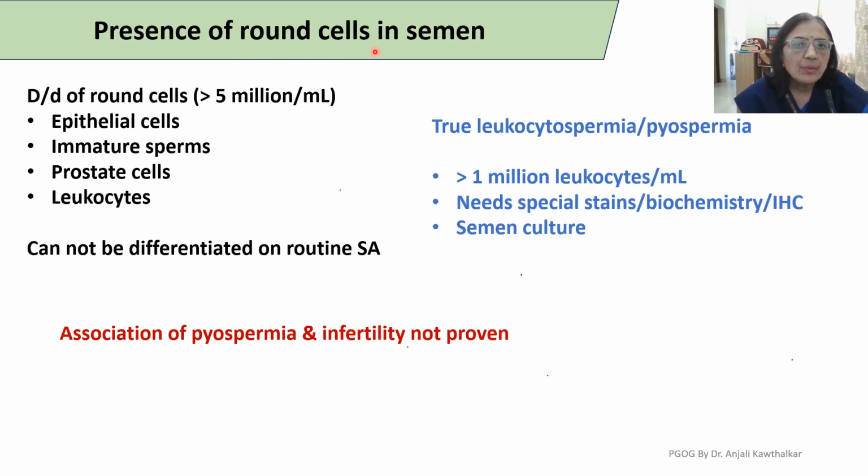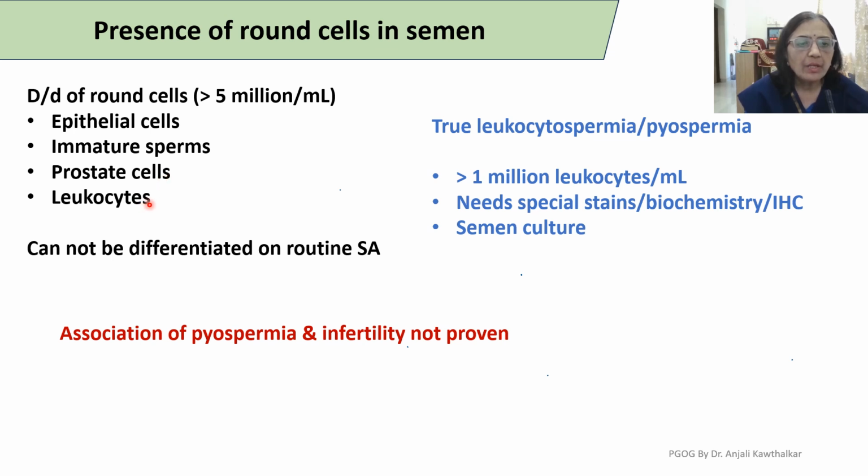Now, if there is a presence of round cells in the semen, there are these four possibilities. Whenever the round cells are greater than 5 million per ml, then we have to consider these possibilities: round cells can be because of epithelial cells in semen, immature sperms, prostate cells, which also look like round cells, and leukocytes.